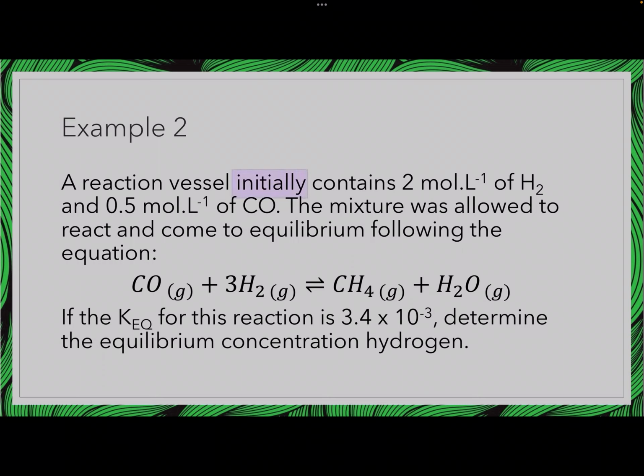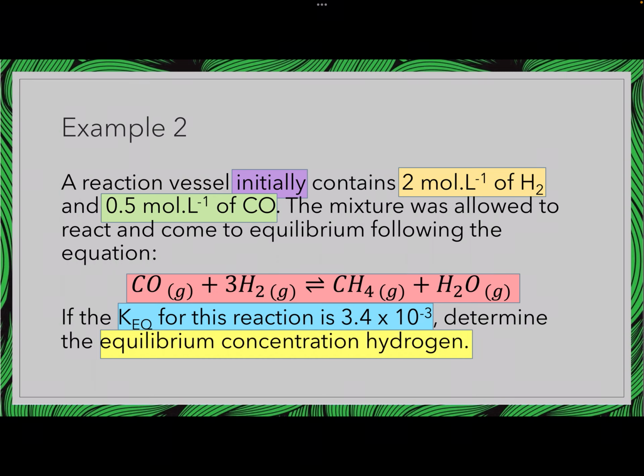The reaction vessel initially, so this is at the start before equilibrium occurs, has 2 moles per liter of hydrogen and 0.5 moles per liter of carbon monoxide. That's our reaction equation. It says 1 to 3 to 1 to 1. And if the KEQ for this reaction is 3.4 by 10 to the negative 3, determine the equilibrium concentration of hydrogen. So, what do we do?